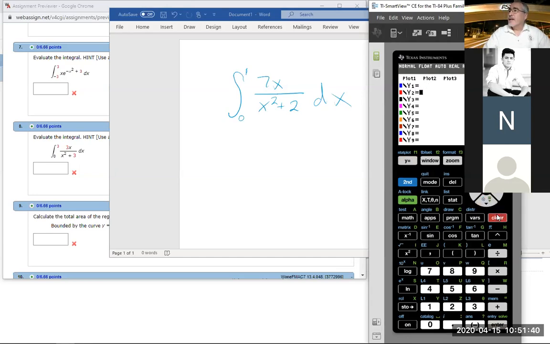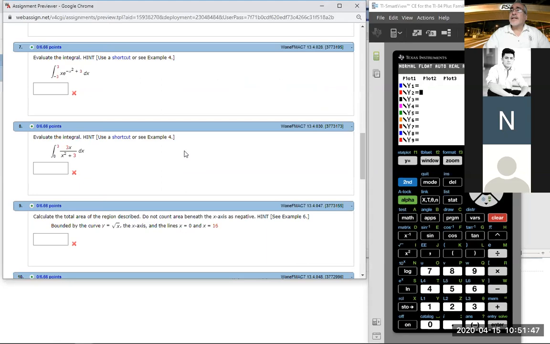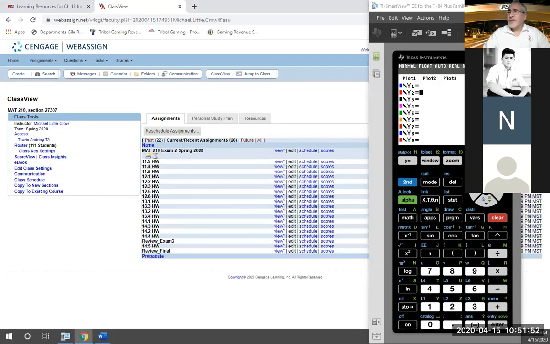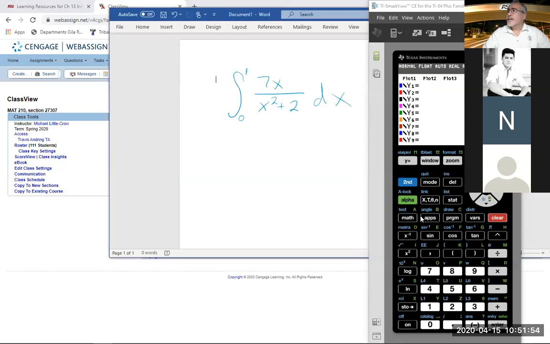All right, cool. So when we have a definite integral, it's going to be a numerical answer. Let's use the shortcut. We should be able to just graph this. When we have a fraction, one easy way is to do alpha f1, which is y equals, and it gives you a fraction. So we go 7x.